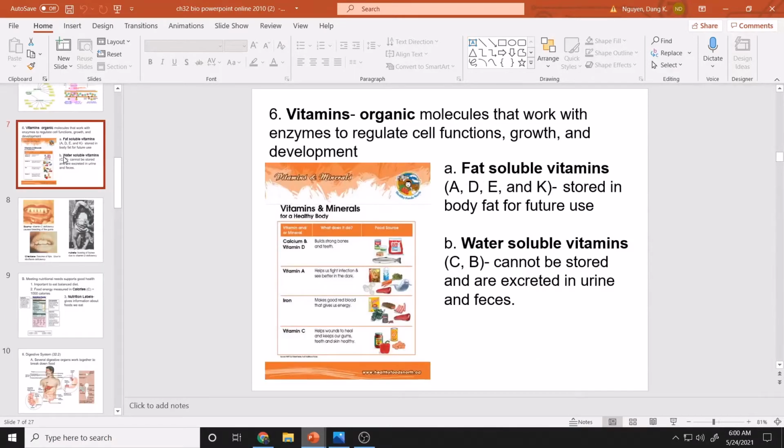And the last type of nutrient that your body needs to either absorb or produce are called vitamins. So these are helpers for enzymes. They help the enzyme do their job of cell function, growth, or development. It's probably not too important that you memorize what's fat soluble and water soluble, but I'll just explain. Vitamins A, D, E, and K can be stored in body fat for future use. And then vitamins C and B, so citric acid, which is found in orange juice, and then vitamin B, which are found in meats. These can't be stored, and they are excreted in urine and fecal matter.